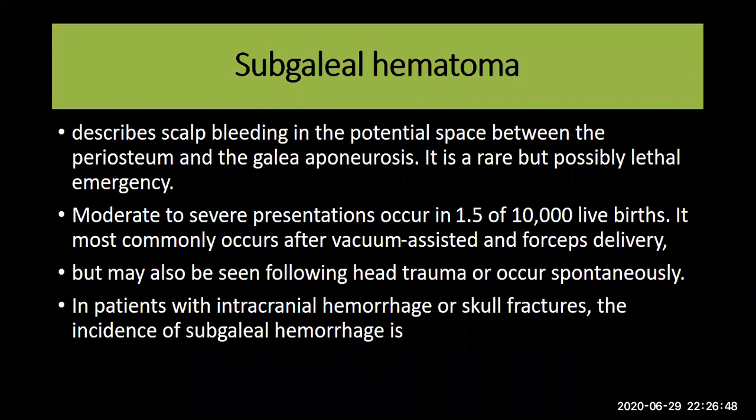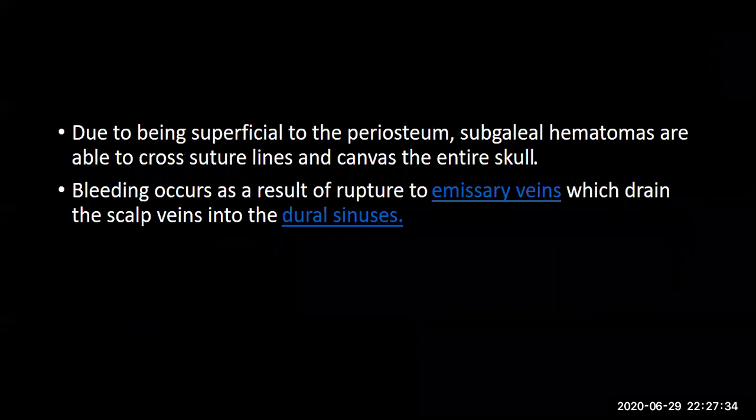And some notes about the subgaleal hematoma. It is bleeding in the potential space between the periosteum and galeal aponeurosis, and it occurs in about 1.5 per 10,000 live births. It may follow head trauma or occur spontaneously. Can it occur after skull fracture in head trauma in an adult? Yes, it can. We see it a lot. It is due to a rupture of emissary veins and the dural sinuses. And this is the cause of the subgaleal hematoma.